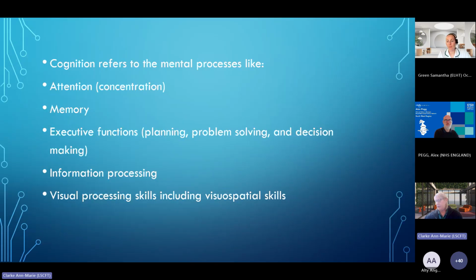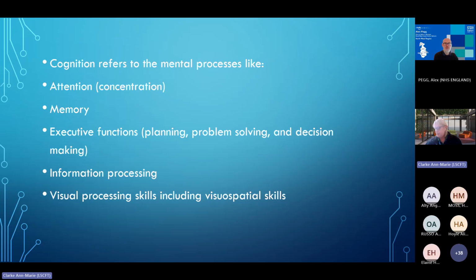So when we're thinking about cognition, what is this? This refers to processes such as attention, memory, executive functioning, information processing, and those visual processing skills. Attention consists of 5 levels: focused attention, sustained attention, selective, alternating, and divided. I'll go into a little bit more detail about the selective and divided elements of attention with those higher level patients later on in the presentation.